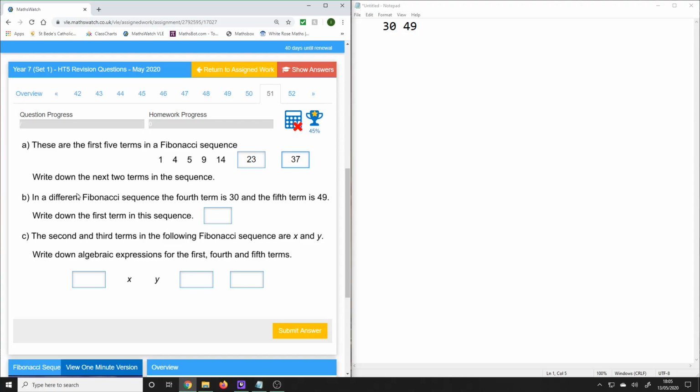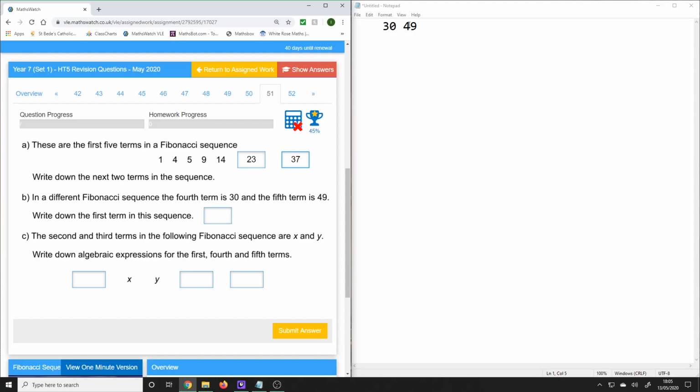Where it gets a little bit more complicated maybe is question B. So it says in a different Fibonacci sequence, so this sequence won't be 1, 4, 5, 9, 14. It's going to be a different sequence, but it still works the same way. You still add the previous 2 terms. So in a different Fibonacci sequence, the 4th term is 30 and the 5th term is 49. Write down the first term. So we're going to have to go backwards from this one.